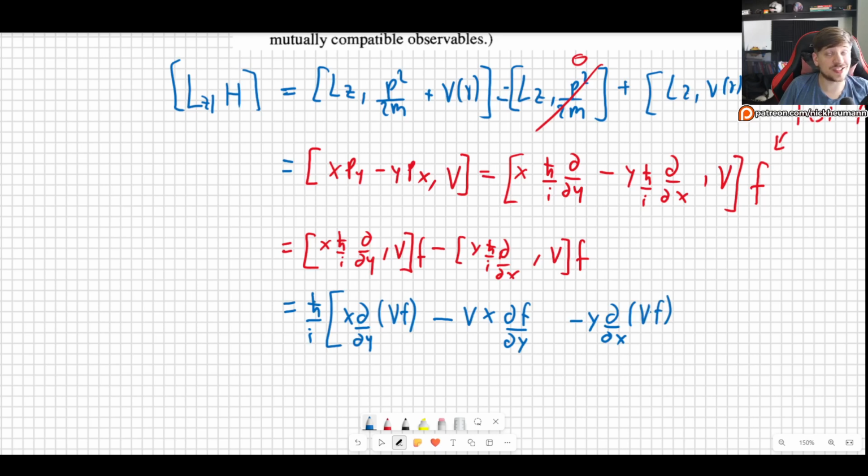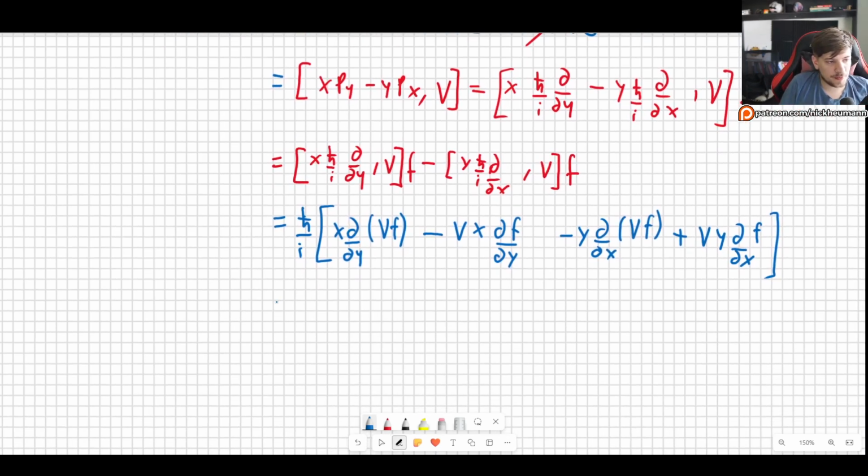This parenthesis is super important. Do not forget it. And then we have minus, so minus minus, so plus. And that would be v times y dx, and this is of simply our function. So let's now apply our derivatives.